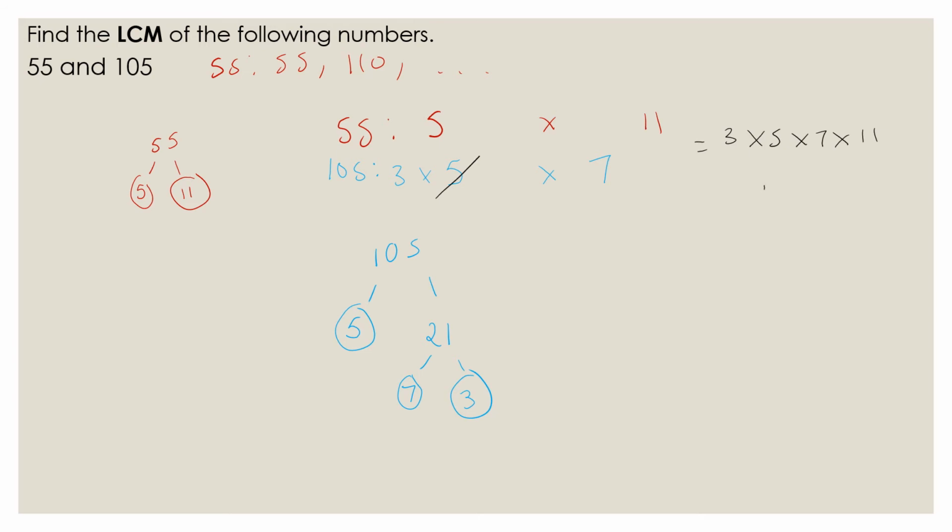So 3 times 5 is 15. I'm going to make this a little bit easier for myself here. So 7 times 11 is 77. So now I've got to do 15 times 77. There's a few ways you can do this. You could do 10 times 77 and then halve it and add it together. As we've been practicing how to do it, I'm going to do this in the grid method way.